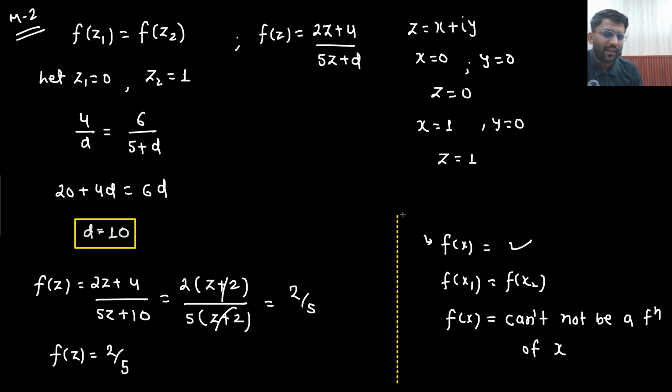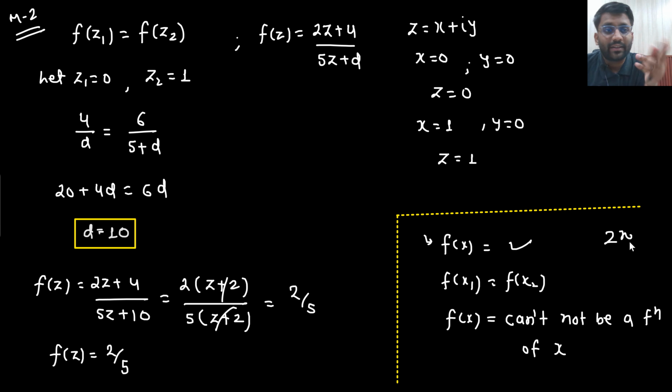Just use your brain here. If I am saying that no matter whatever the value of x you put, you will get the same answer, that means f of x is not a function of x. Because if it was a function of x, let us say if it was 2x, then at x equals x1 I would get a different answer, and at x equals x2 I would get a different answer. But if at two different values of x I am getting the same answer, what does that mean? That means f of x has to be constant. So this value has to be constant, which is coming out to be 2 by 5. Are you able to understand this point?